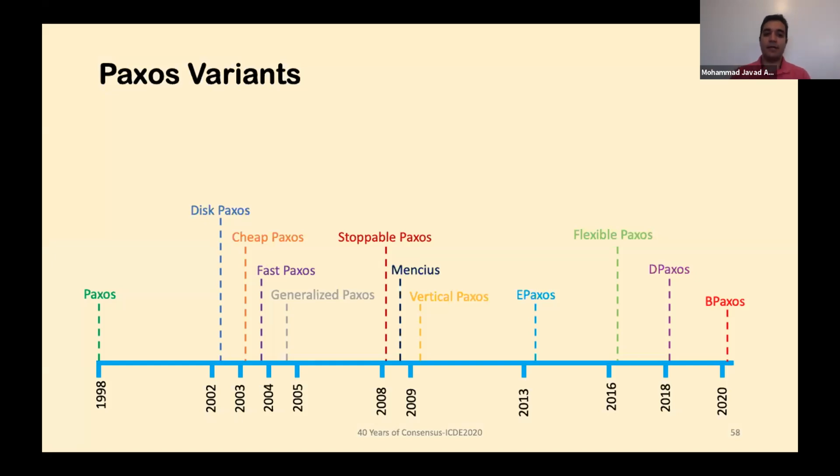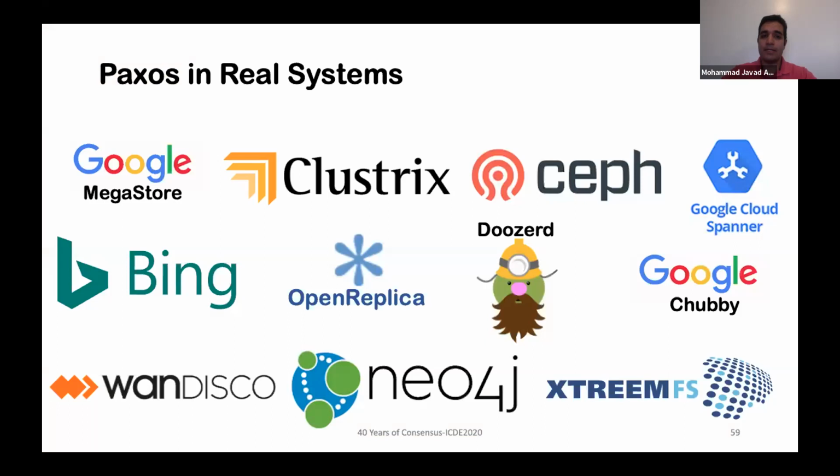Paxos has many other variants, from 1998, where Paxos was presented, till a couple of months ago, where BPaxos has been presented. There are many different variants of Paxos, and these different variants are for different settings or trying to reduce the number of phases or reduce message complexity or something like that. So we have all these variants. I'm not going to talk about them. And as Amr said at the beginning of the presentation, Paxos has been used in many real systems. I just list a few of them.